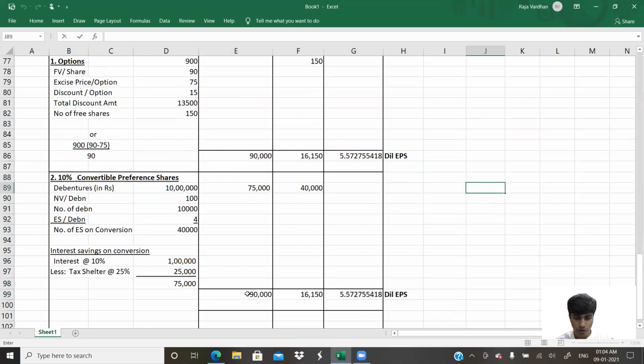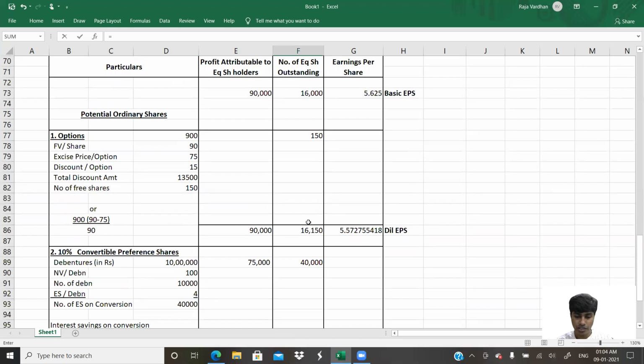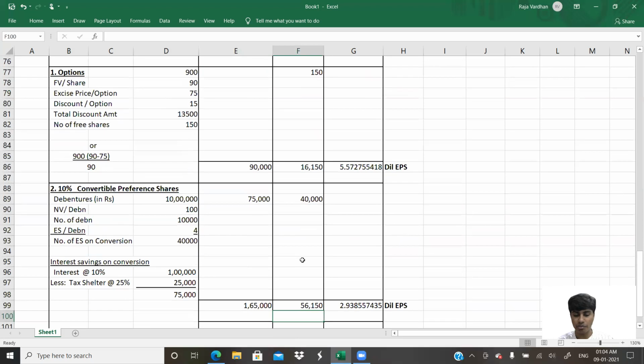Yeah, how much will be our profit in this case? Profit will be this old 90,000 plus 75,000 additional profit. So 1,65,000 will become our profit. Number of shares will not be 16,150 anymore. It will be 16,150 plus 40,000 new equity shares. That comes up to 56,150. You get that?